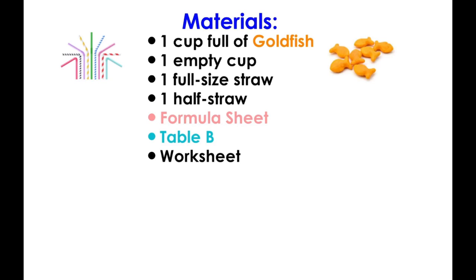So if you're at school, you'll have 1 cup full of goldfish and an empty cup. You'll have a full-size straw and a half-size straw. And then you'll need your formula sheet with table B and the actual worksheet for today's activity. So if you're not at school, I'm sorry, but you can follow along here in this video to get some of the data. So let's just go through this together while we're all at school.